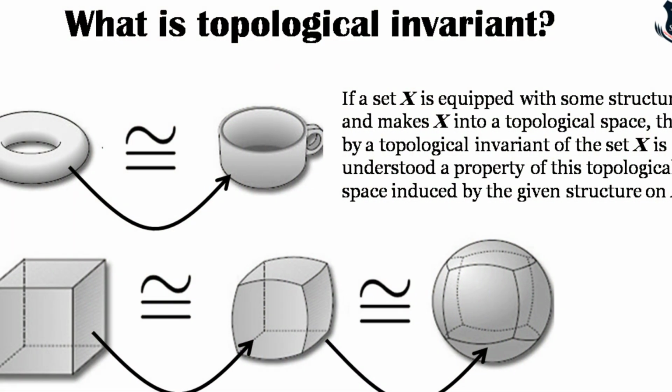Let's take another quick look. Here, as you see, I have shown that the cup and the donut are homeomorphic, a topological invariant, and this inflates to a shape. So if a set X is equipped with some structure that makes X into a topological space, then by a topological invariant of the set X is understood a property of this topological space induced by the given structure of X. It seems a little bit confusing, but let me give a clear example using Cartesian coordinates so that things become easier.